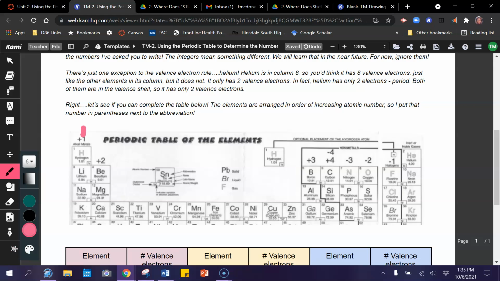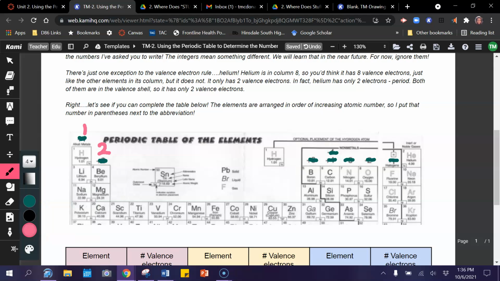I'm just going to write a number 1 at the top. The second column, which starts off with beryllium at the top, is column number 2. Now you're probably like, well, we've already got a 1 and a 2 there, but those have plus signs in front of them. Those are charges. They mean something different, and we'll learn about that later. So for now, you can just ignore these numbers that we have above our columns.